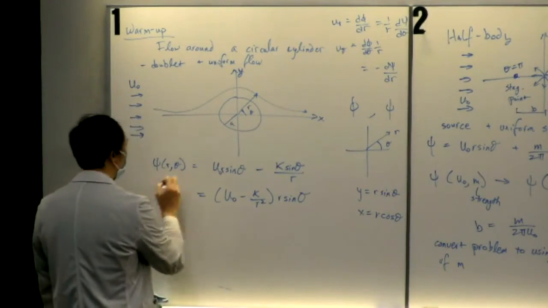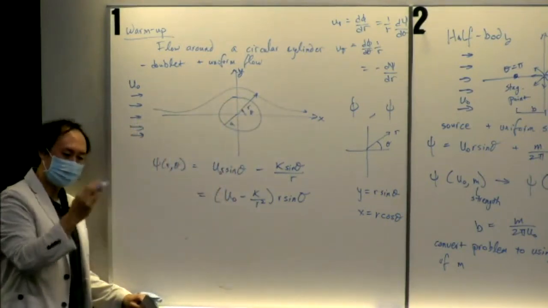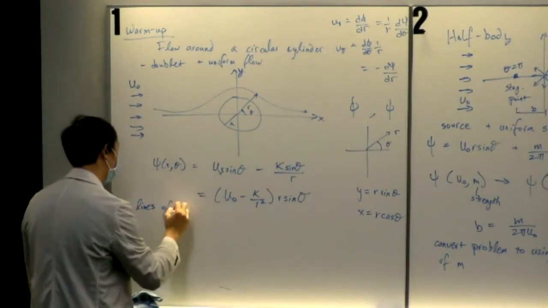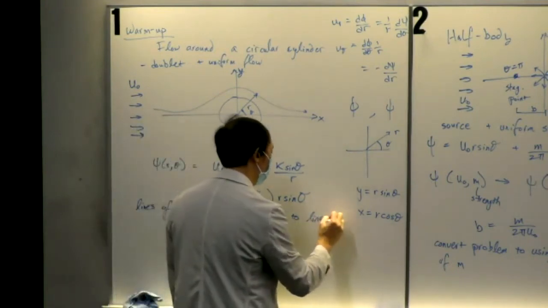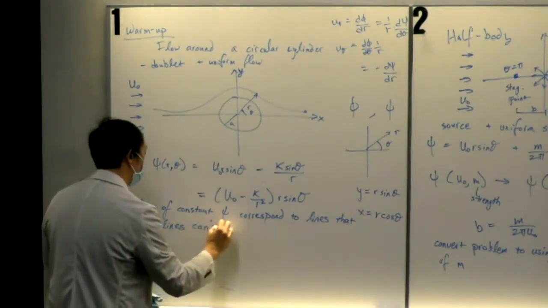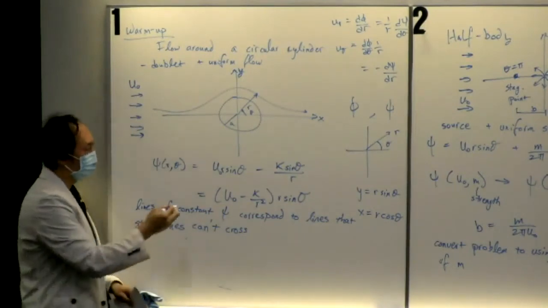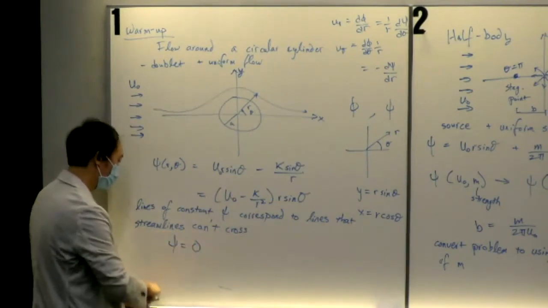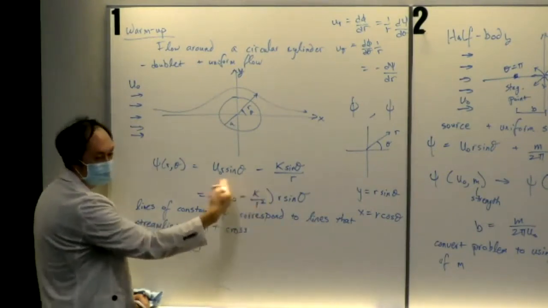If you remember from the half body, lines of constant psi correspond to lines that the streamlines can't cross. You just write this. So they're special. And that's how we model physical bodies. Because, for example, you can immediately see, based on the way we've rewritten it here, that there's one line at psi equal to 0. And that corresponds to constant r, right? Psi equals 0 corresponds to this parenthesized expression being 0.